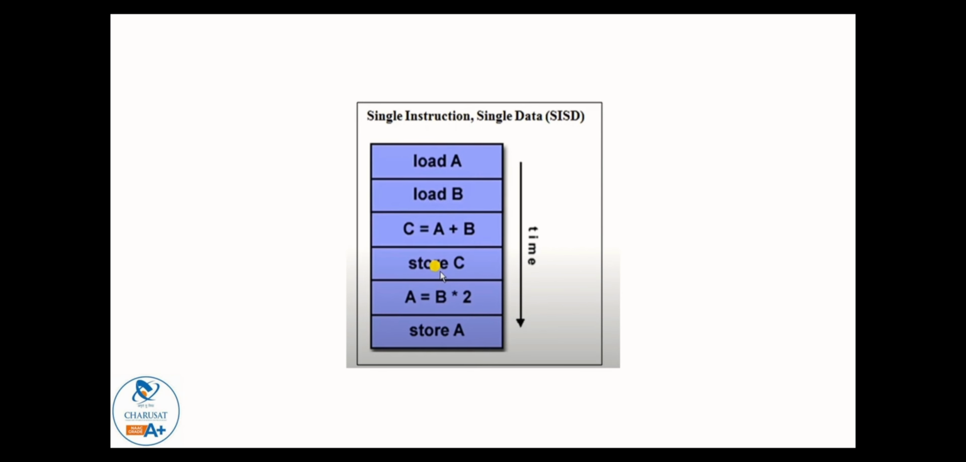Here is an example of an SISD computer. First of all, we load A, load B, add them and store into C, store C, and A equals B times 2 and store A. So at a time, a single instruction and single data are passing and being evaluated. Then it is called an SISD computer.